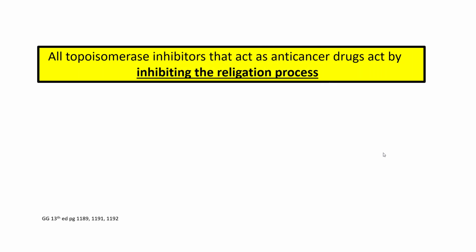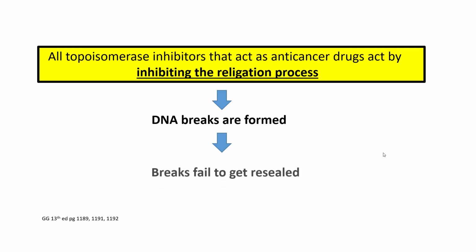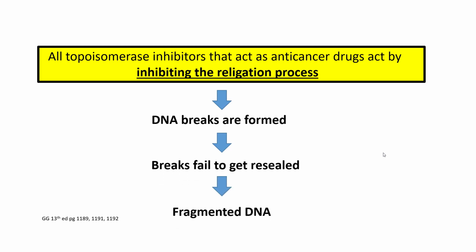All topoisomerase inhibitors that act as anti-cancer drugs inhibit the religation process. They inhibit the resealing process, and therefore this ends up in fragmented DNA in these cells. The rapidly dividing cells in cancer fail to replicate further. So this forms the basis of the mechanism of action of topoisomerase inhibitors as anti-cancer drugs.